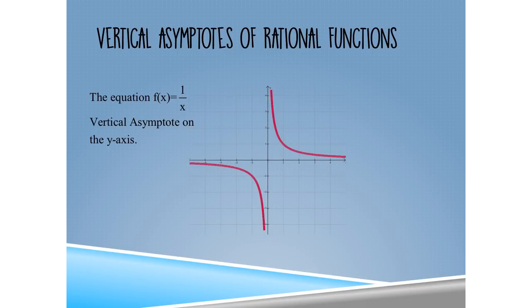All right, so this is again that parent function. In this case, there's a vertical asymptote on the y-axis. So there's my vertical asymptote. I would say that is at x equals 0. So we're eventually going to talk about 3 different types of asymptotes: vertical, horizontal, and slant. This is the first one.